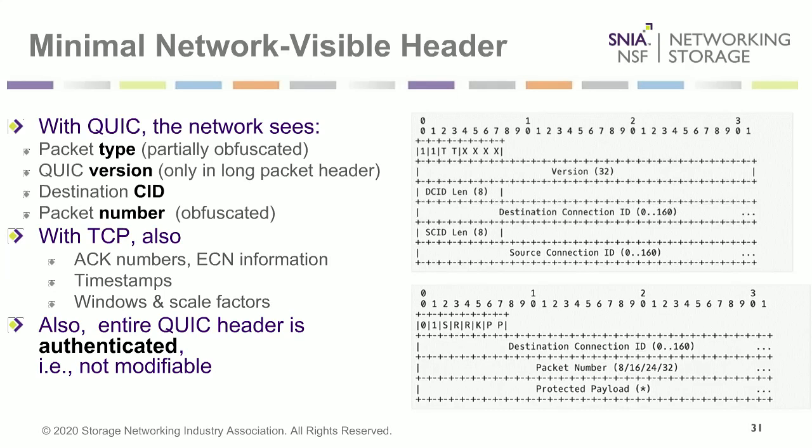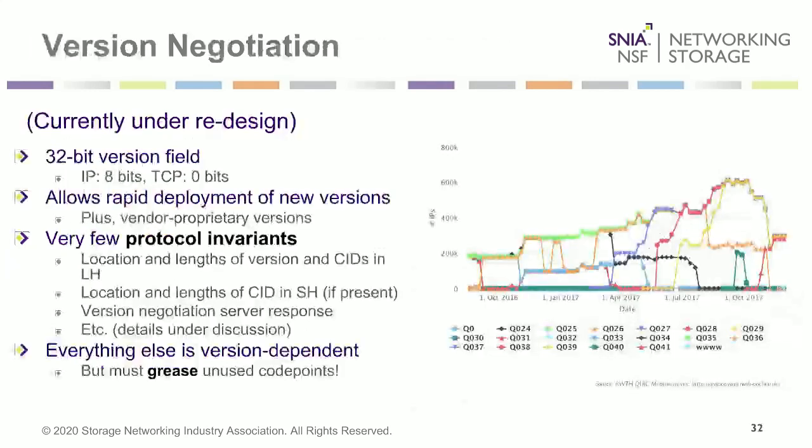MSS clamping, for example, is a technique where some middle box that's sticking data into a tunnel will rewrite part of the TCP header to lower the packet size that goes into that tunnel. This is not possible with QUIC. Everything, even the stuff that isn't encrypted, is still authenticated, so it's not modifiable by the network. So the network can't flip a bit and make a long header packet look like a short header packet. When it gets to the receiver, it just won't pass decryption.